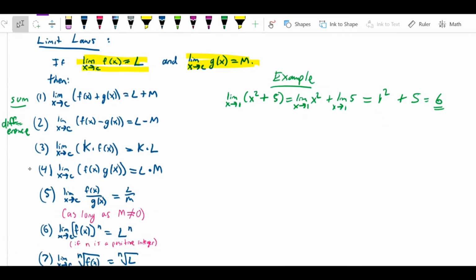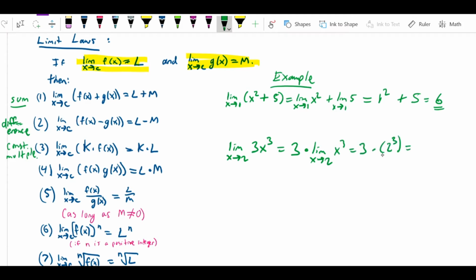Next one, this is the constant multiple rule, as it's often called. What this says is if you assume that k is not a function but rather some constant, this is rule number 3, if you know the limit of the function, then the limit of k times that function is just k times the limit. So for example, the limit as x approaches 2 of 3x cubed is equal to 3 times the limit as x approaches 2 of x cubed. So that's going to be 3 times 2 cubed, which is 3 times 8, which is 24.